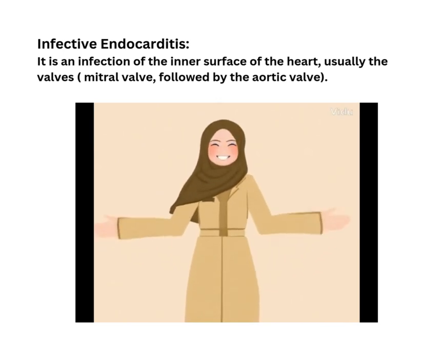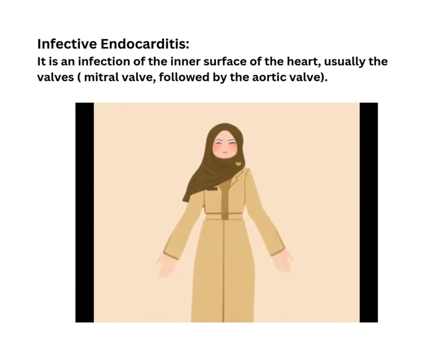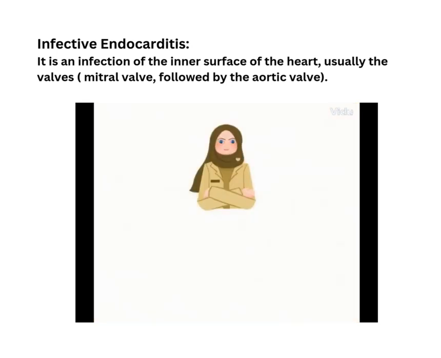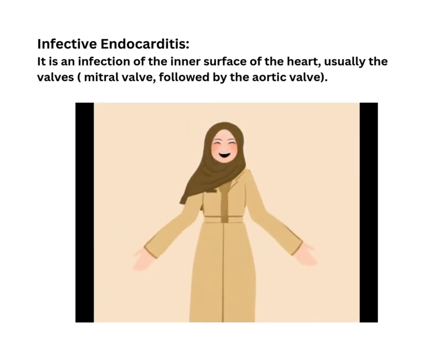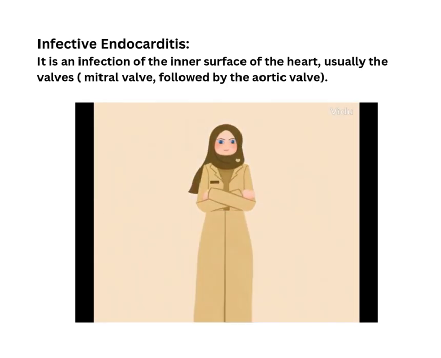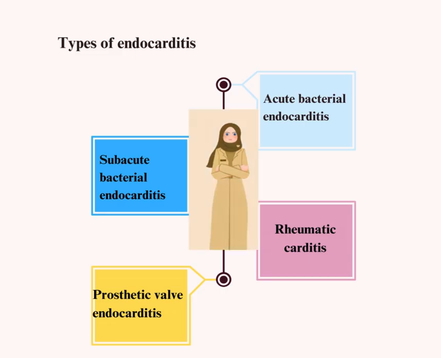What is endocarditis? It is an infection of the inner surface of the heart, usually the valves, mitral valve followed by the aortic valve. We have many types of endocarditis. Today, we focus on some types: acute bacterial endocarditis, subacute bacterial endocarditis, prosthetic valve endocarditis, rheumatic carditis.